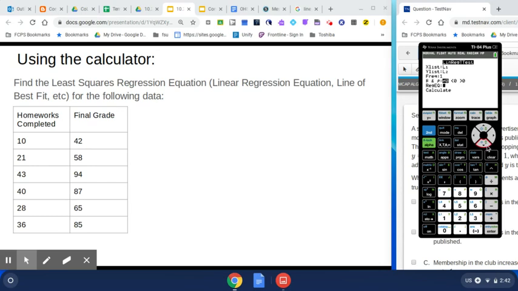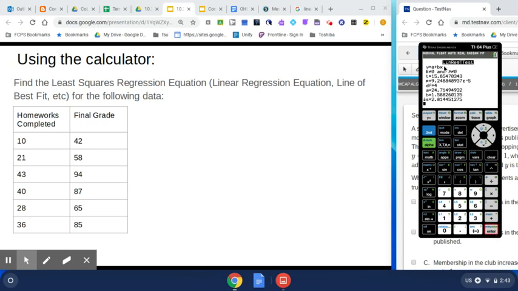Right here where it says RegEQ, this is not mandatory, but if you would like to paste the regression equation into your Y1 menu to make it easier to graph, you can do that by clicking Vars, over to Y-Vars, enter on Function, and enter on Y1. You do not need to do that, but if you're planning on graphing these, it might be easier to see the scatter plot with the line of best fit graphed on it. And that's how you do that. Now we're going to go to Calculate.